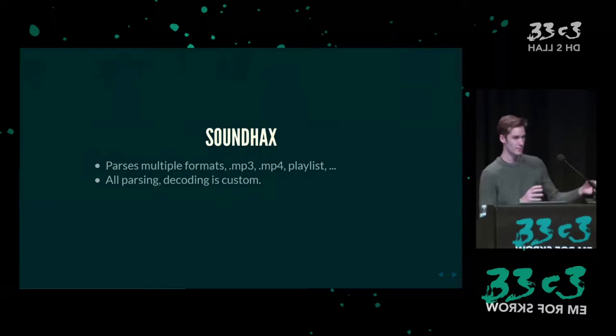Then I was trying to compare with open source implementations. I didn't find any overlap. It seemed like everything was custom, so that was pretty promising.